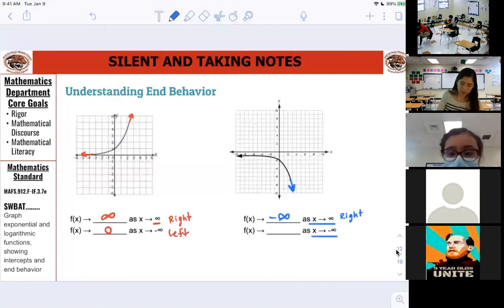But then on the left side, as x approaches negative infinity, over on the left, the function is trying to get to 0, but will never actually reach 0. So sad. Very sad. Questions on end behavior? Let me write this down. Good. Write it down.